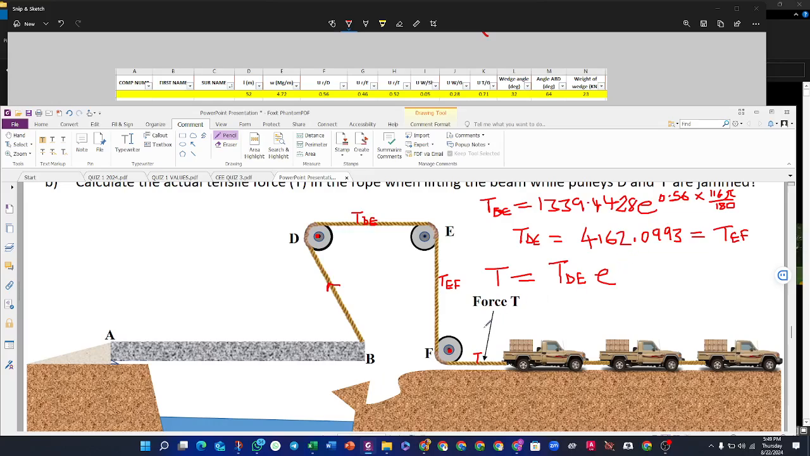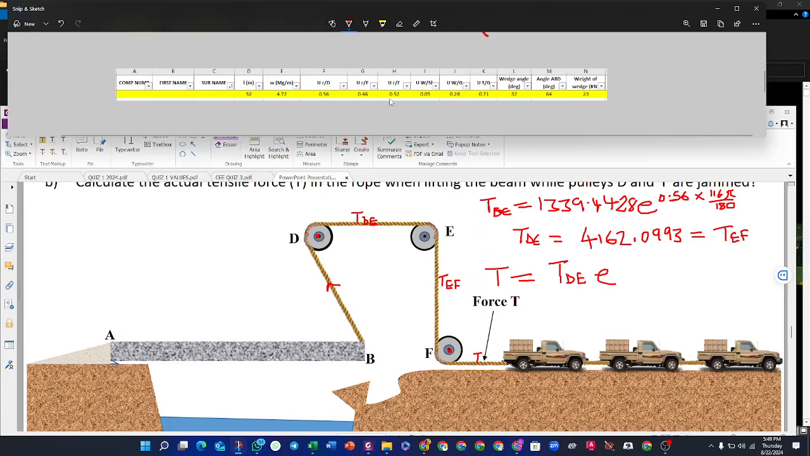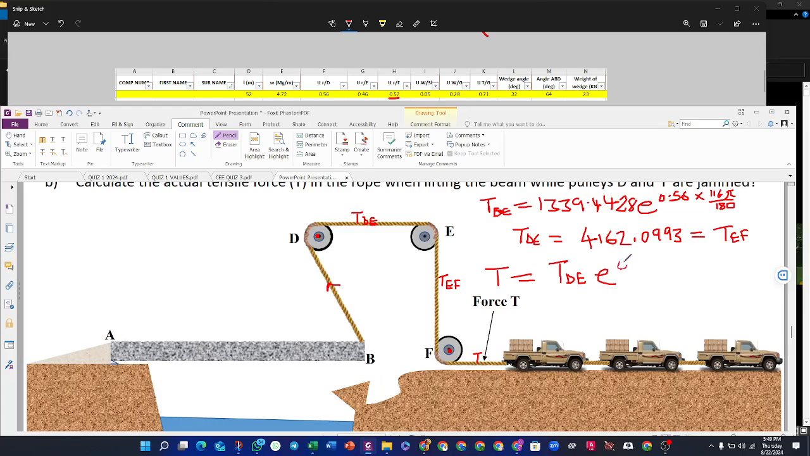Now we need the friction for pulley F and the rope. So pulley F and the rope, it is that one there, so that's the one we put, which is 0.52, and then multiplied by the angle. The angle, it is entering at vertical and leaving at horizontal. So the angle is 90 degrees, which in radians is pi by 2.